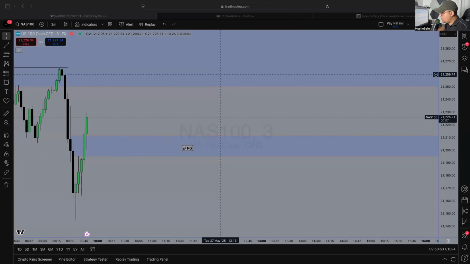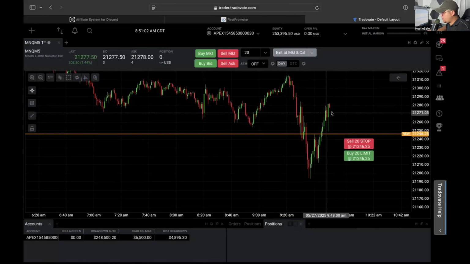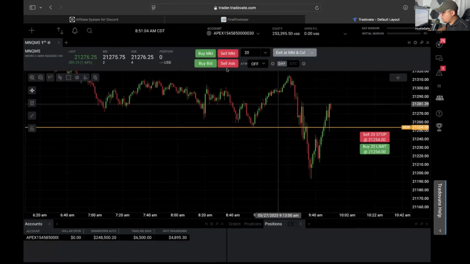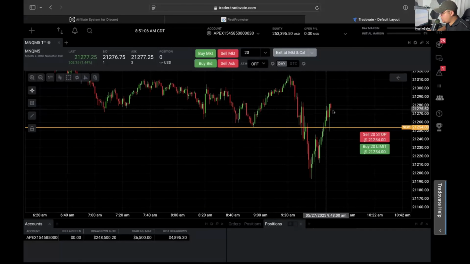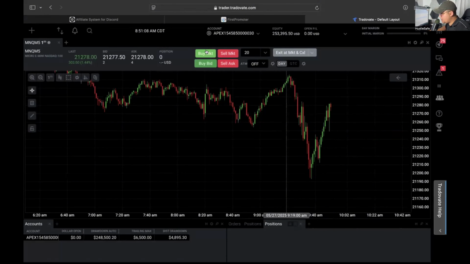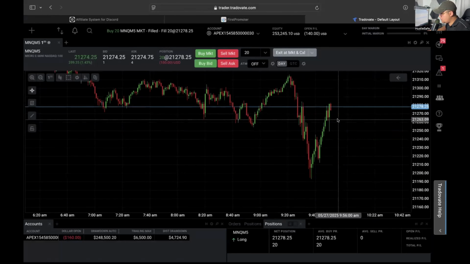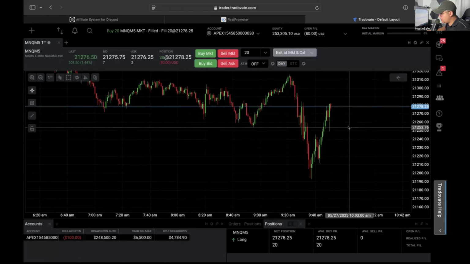Okay, I think the market is giving it right now. Let me take this real quick before that comes out. It's giving a quick buy. I'm gonna be taking from this area. Wait, I haven't taken a trade yet, but I'm gonna be taking a buy right there. Small buy, 20 contracts, small risk.